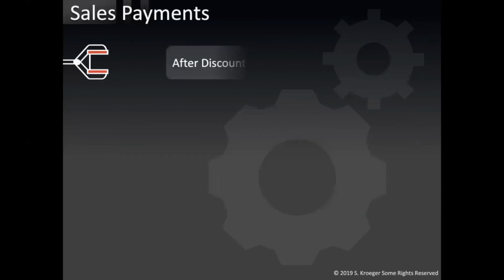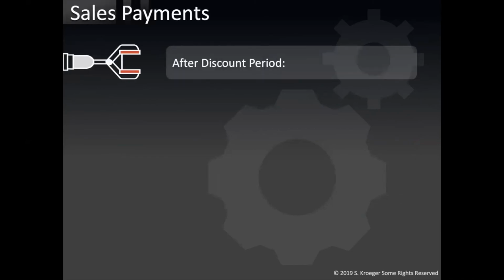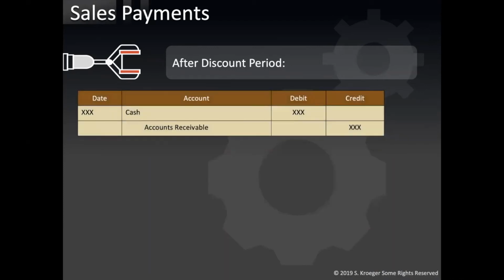Our last entry to learn for this topic is when the seller receives the final payment from the customer. The entry is simple when there is no discount given. We've done this entry before. We are collecting cash because someone owes us money. Cash will be debited and accounts receivable will be credited, since the amount due to us will be removed once they pay. The amount would be the full amount since there is no discount.